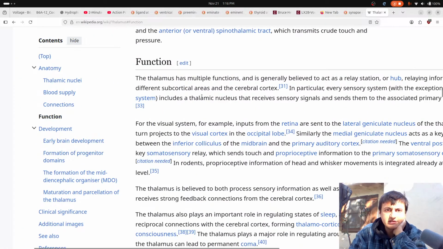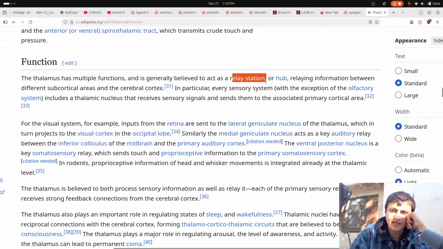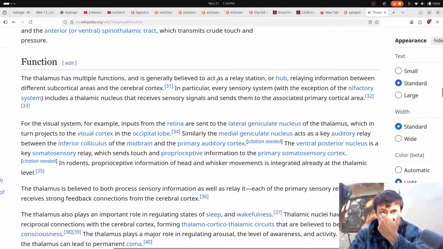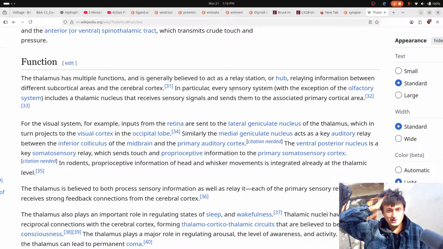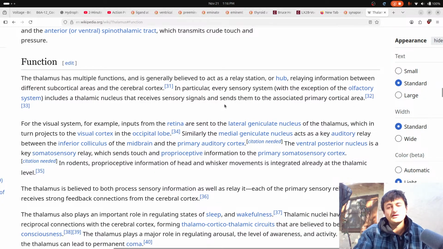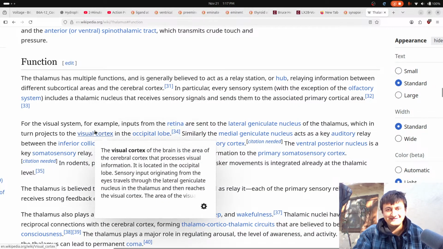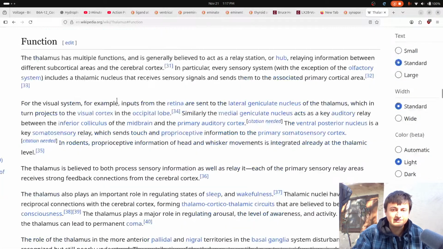Is there a specific function thing? The thalamus has multiple functions and is generally believed to act as a relay station or hub, relaying information between different subcortical areas and the cerebral cortex. In particular, every sensory system, with the exception of the olfactory system, includes a thalamic nucleus that receives sensory signals and sends them to the associated primary cortical area. Whoa. Whoa. That's neat. So, like, often everything goes to the thalamus.